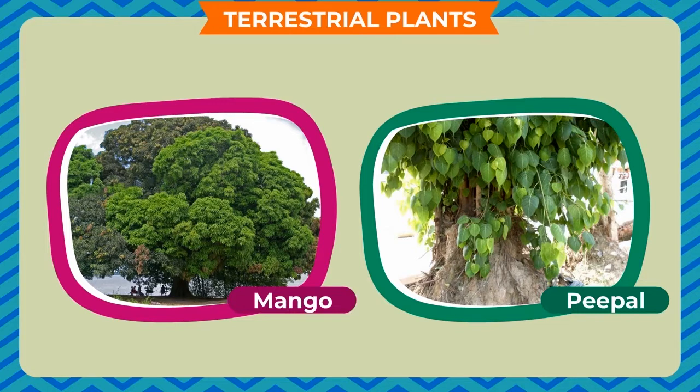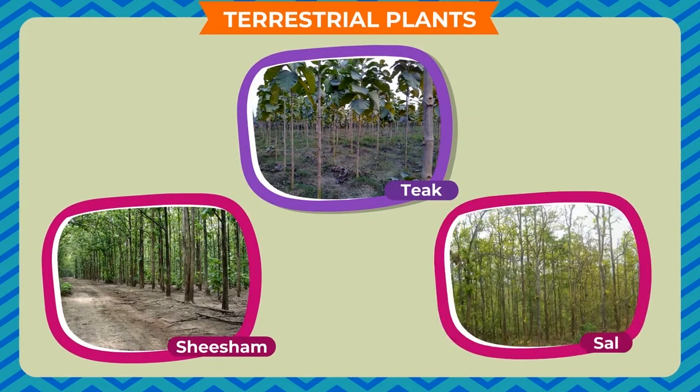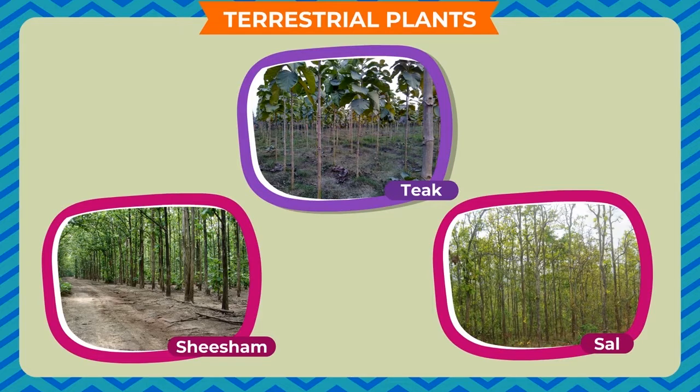Some plants such as teak, shisham, and sal grow best in places which experience hot summers. They shed their leaves once in a year. They are called deciduous trees.